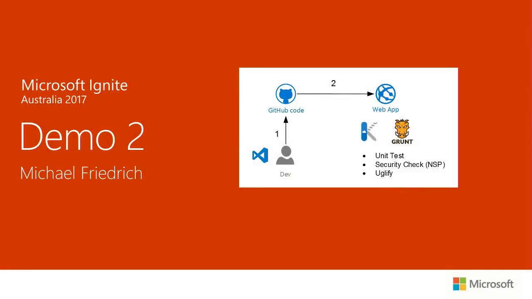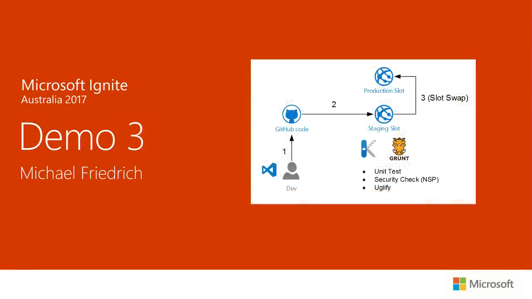Cool, and then we're going to go straight into another demo. Awesome, okay, so this is a very, very similar deployment, but we're doing a staged deployment. So inside of Azure App Service and web apps, you get this concept of slots. So you can have production slots and staging slots, so you can do a staged deployment. So we're going to look at that next as well.